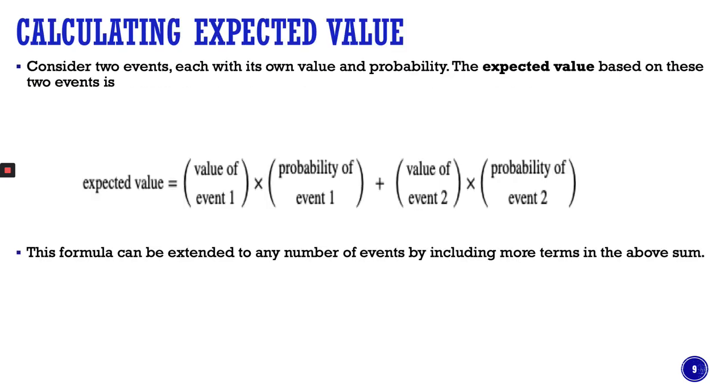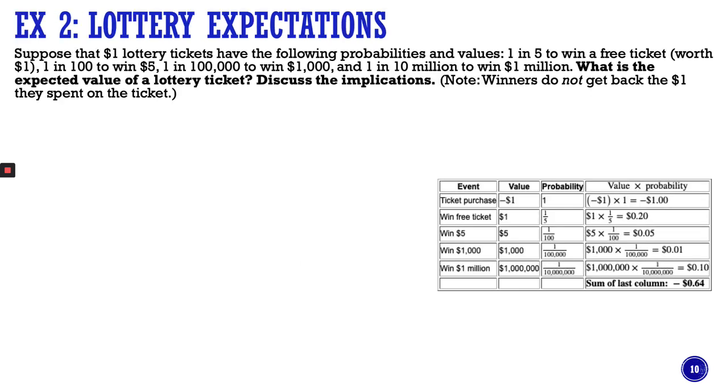So let's calculate the expected value. Consider 2 events, each with its own value and probability. The expected value based on the 2 events will be the value of event 1 times the probability of event 1, plus the value of event 2 times the probability of event 2. This formula can be extended to any number of events by including more terms in the above sum.